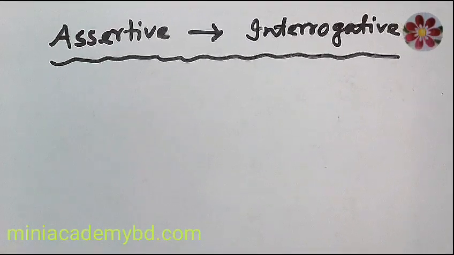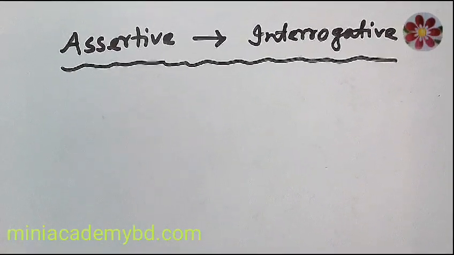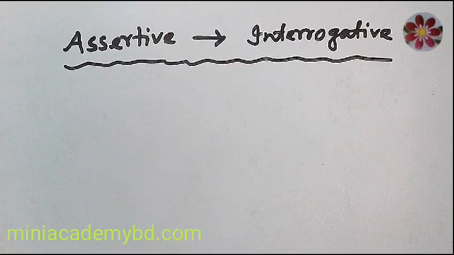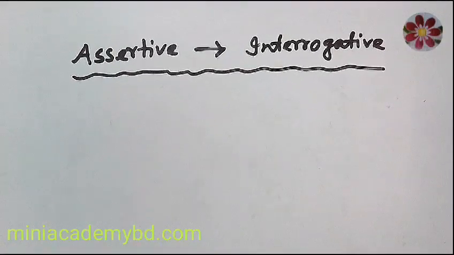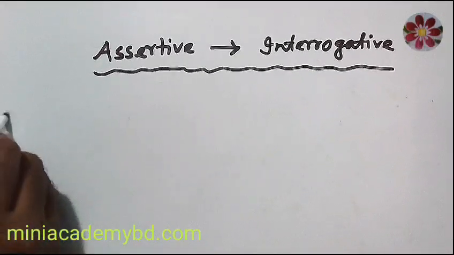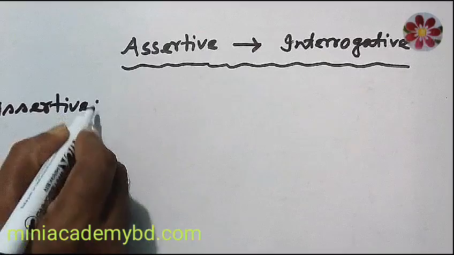So, how can we change an assertive sentence to interrogative? We know that an assertive sentence means a sentence that asserts something. It is called an assertive sentence. So, I just want to write here one assertive sentence.